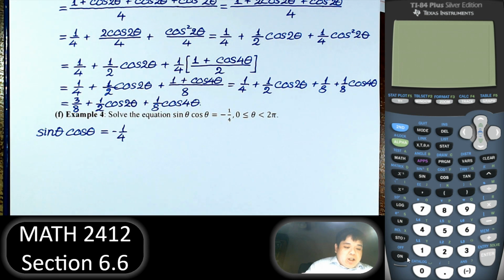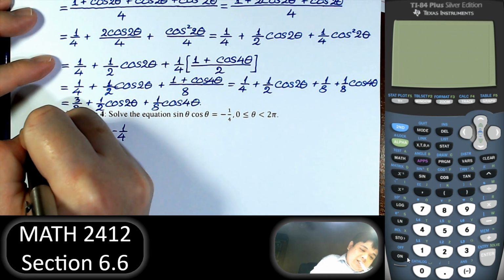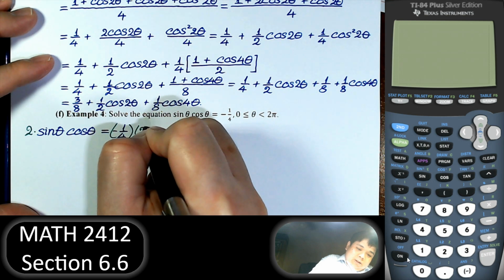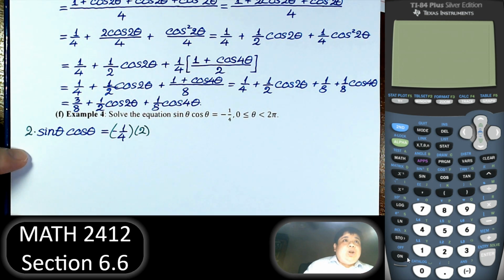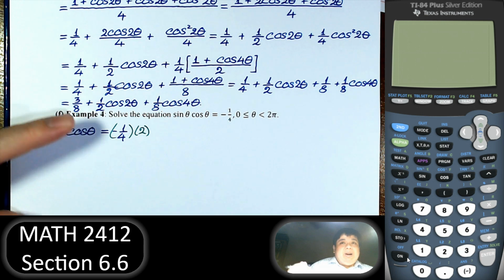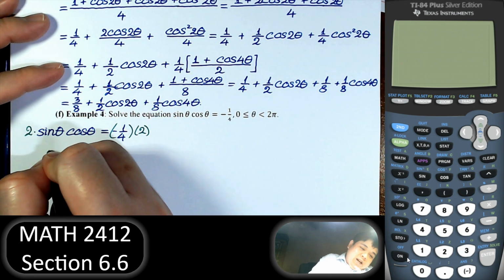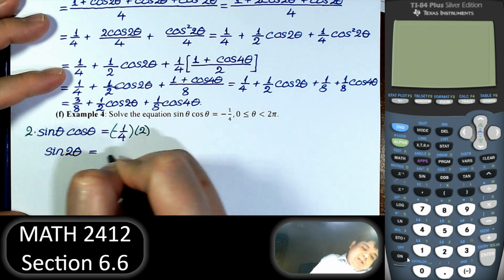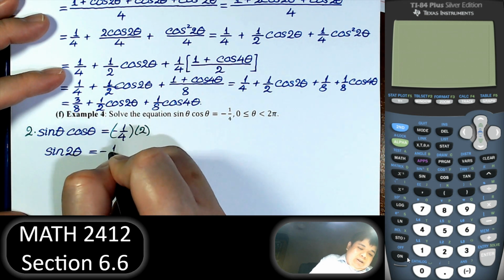Now, if we multiply 2 on both sides, we have 2 sine cosine. That gives us sine of 2 theta, right? And this gives us -1/2.